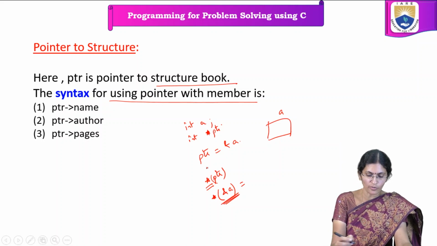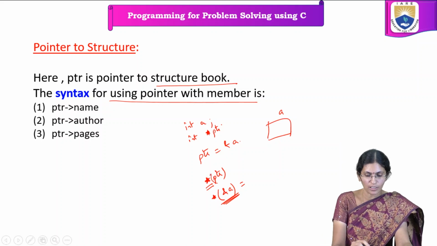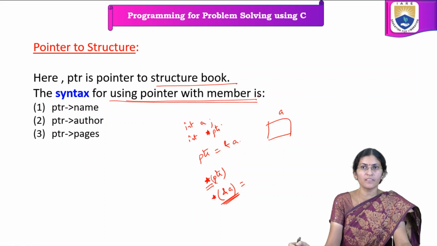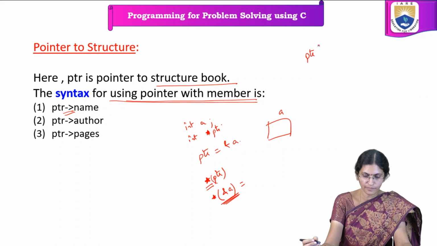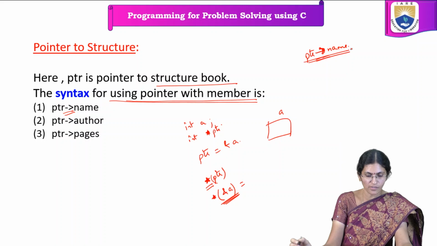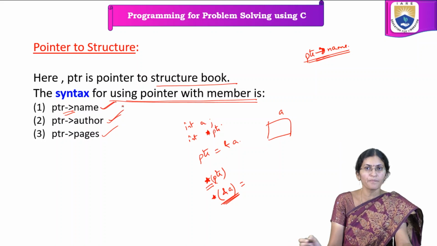Similarly here, in order to use a pointer with a member, we have to use the arrow operator. Whenever we are using a pointer variable pointing to a structure, we have to use the arrow operator to access each member of the structure: ptr arrow name, ptr arrow author, and ptr arrow pages. In this way we can access each member of the structure.